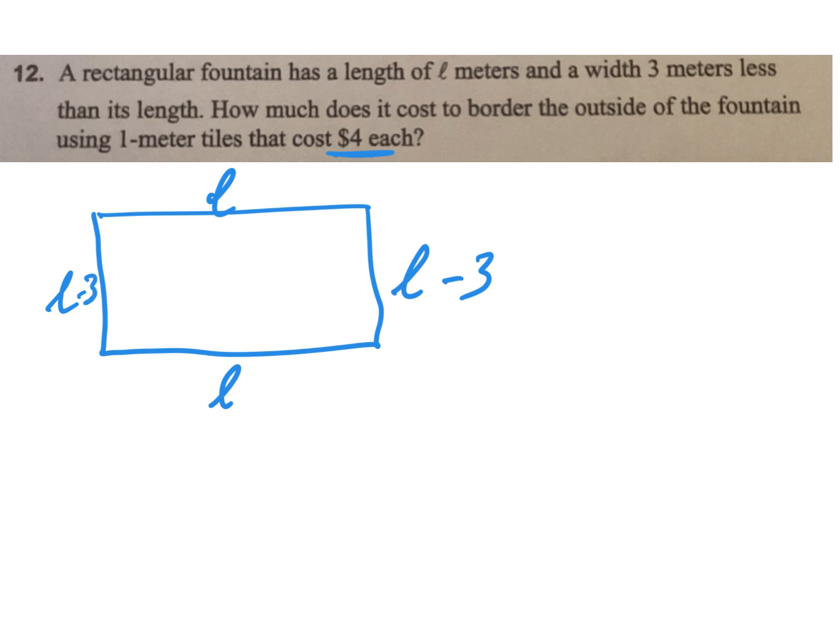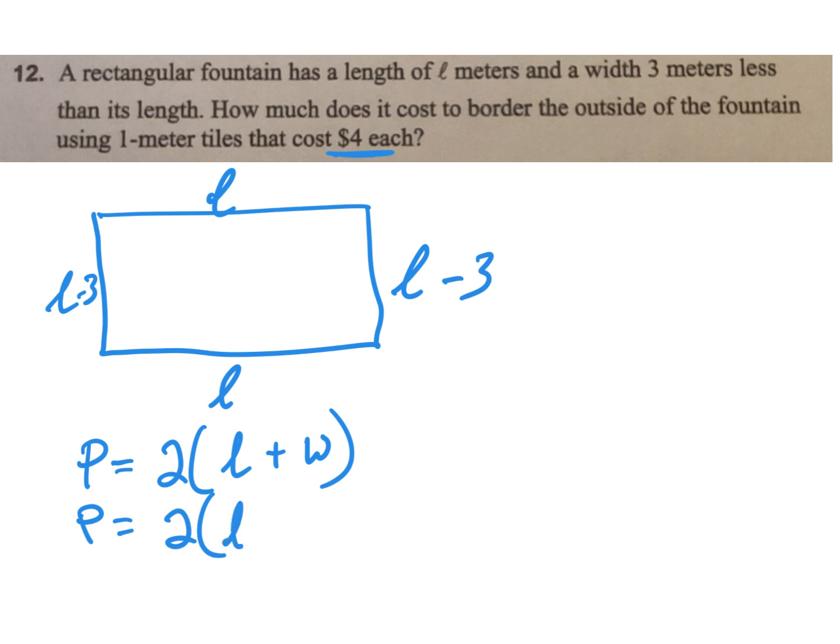All right, so now I just have to add all of these up to get the perimeter. Perimeter equals 2 times the length plus the width. Perimeter equals 2 times my length, which is just L, and my width, which is L minus 3. I put my L's together. That gets me 2L minus 3. I can't put those together because they're not like terms. All right, I'm one step closer to my perimeter.